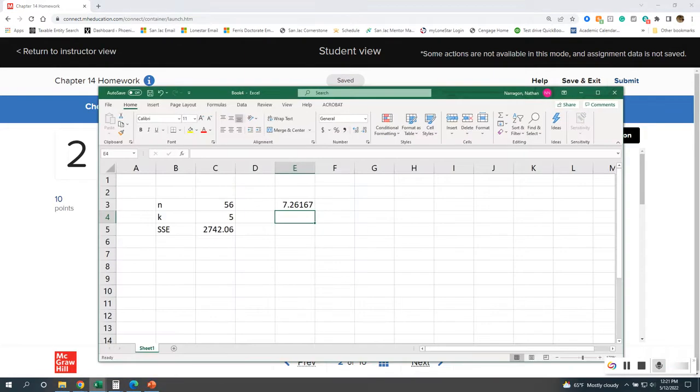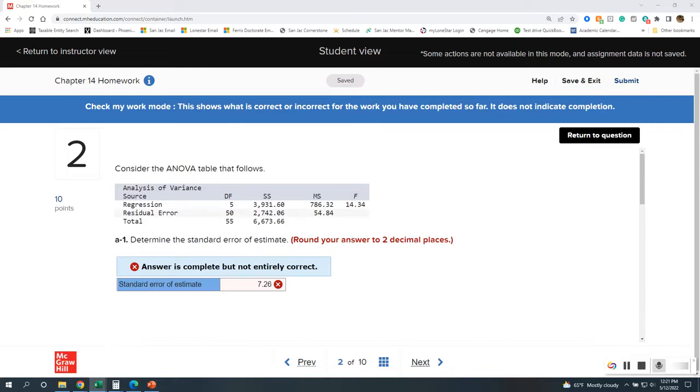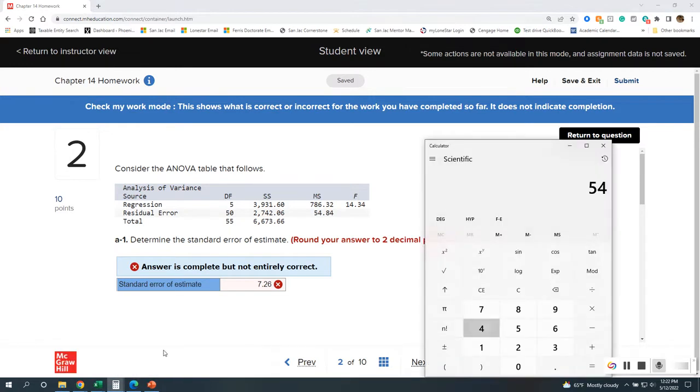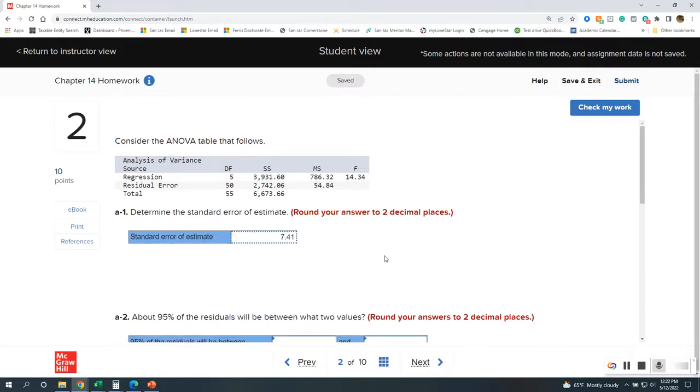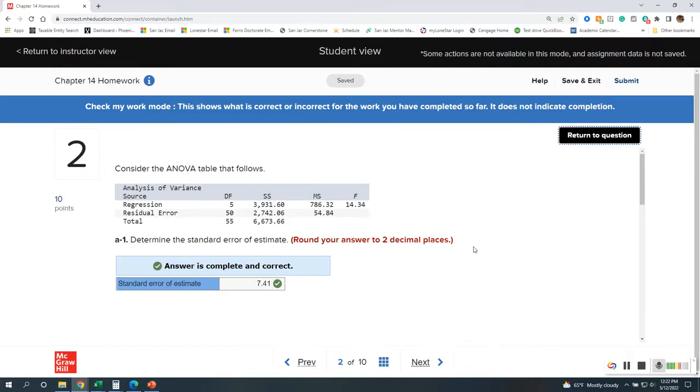Okay, so there's another way. Alright, so we can also find the standard error of estimates by taking the square root of 54.84. So let's do that. That comes out to 7.41. Okay, so the actual formula does not work, at least in my case. And as you saw, I actually went through.